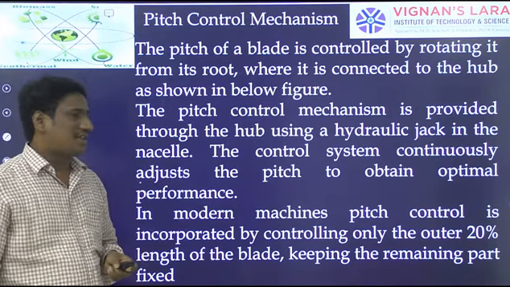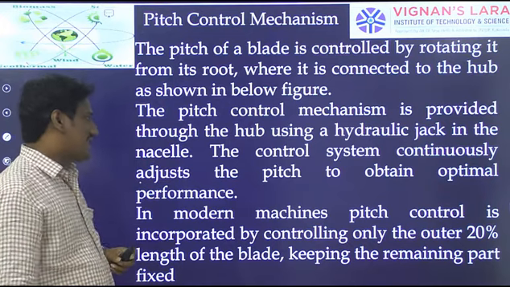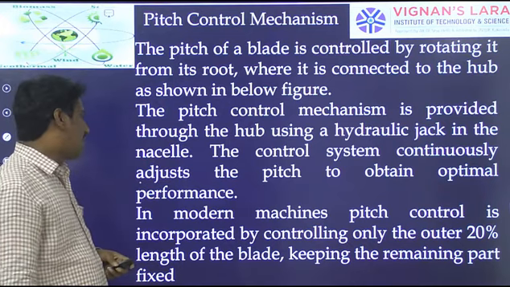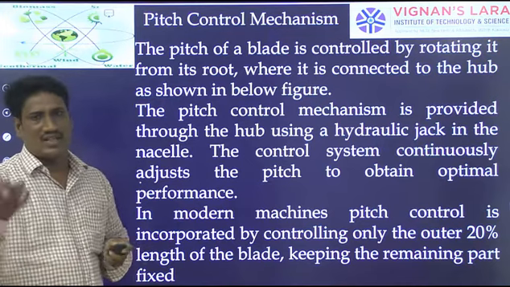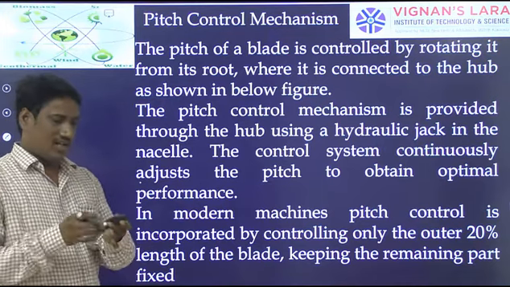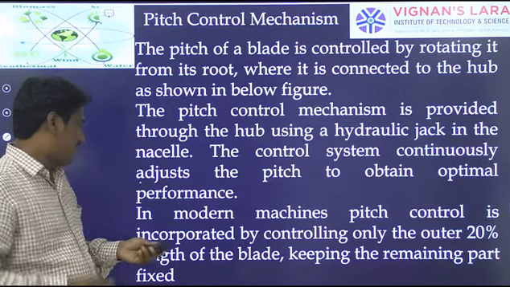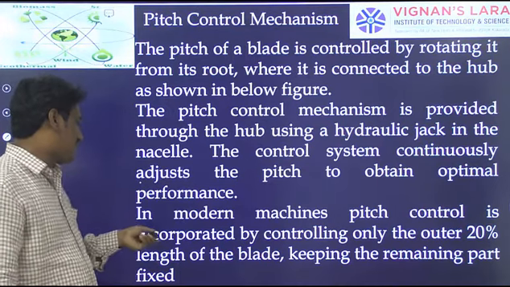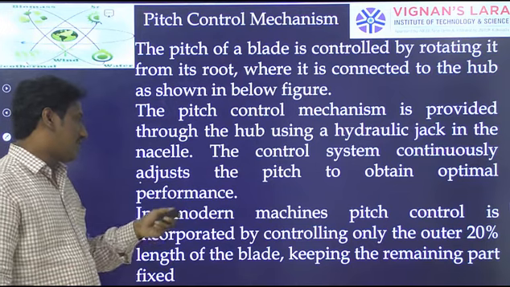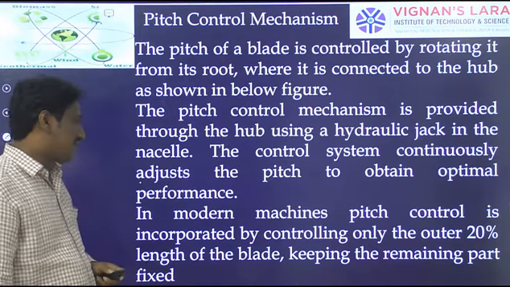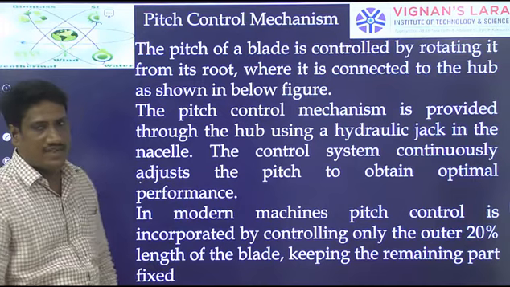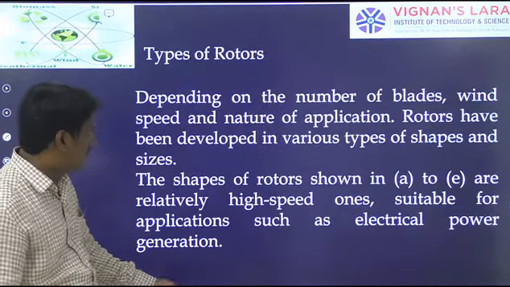The control system continuously adjusts the pitch to obtain optimal performance, to get the maximum amount of force from the wind. The surface of the blade is continuously adjusted. In modern machines, pitch control is incorporated by controlling only the outer 20% length of the blade, keeping the remaining part fixed.